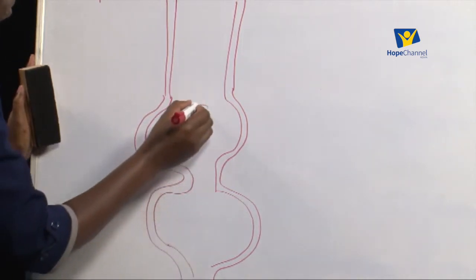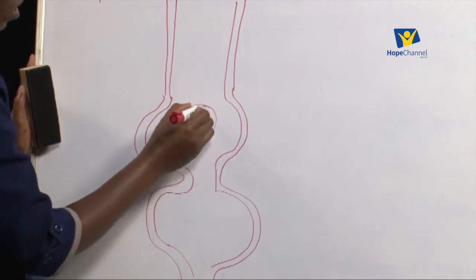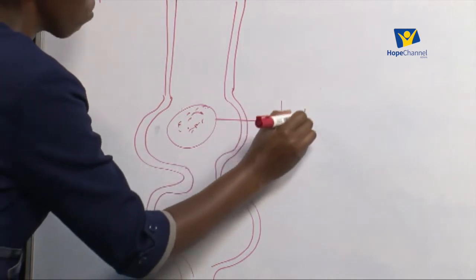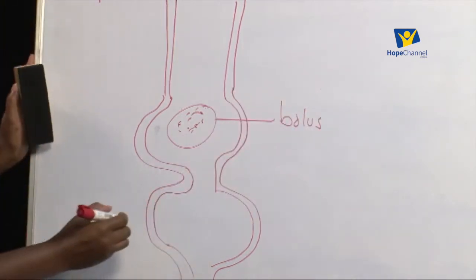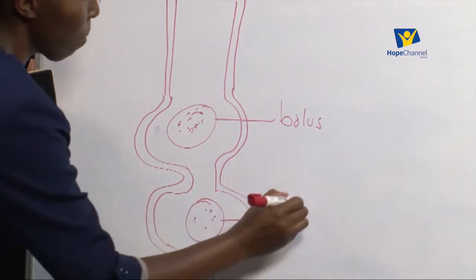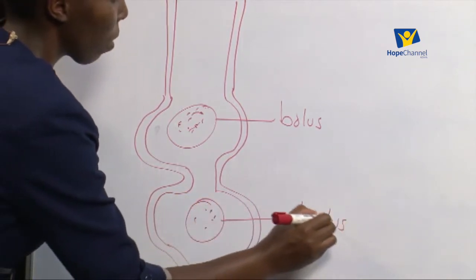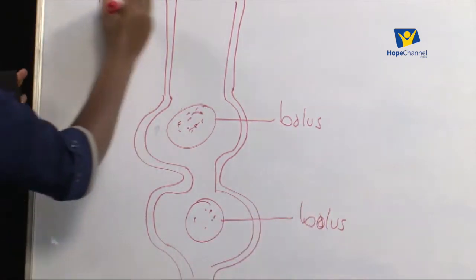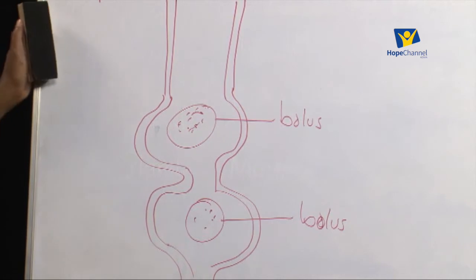So we want to assume this is our food. This is our food that is in form of bolus. This is another food that is in form of bolus. So the whole process is what we refer to as peristalsis.